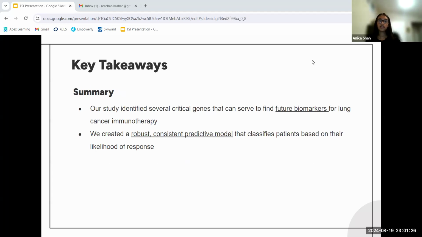In conclusion, our study has identified several key genes associated with immunotherapy response in lung cancer patients. We also created a consistent predictive model that can classify patients based on their likelihood of response. These findings not only enhance our understanding of lung cancer and immunotherapy, but also offer potential biomarkers for predicting treatment efficiency. Further validation and exploration of these genes could lead to more personalized and effective treatment strategies for patients.